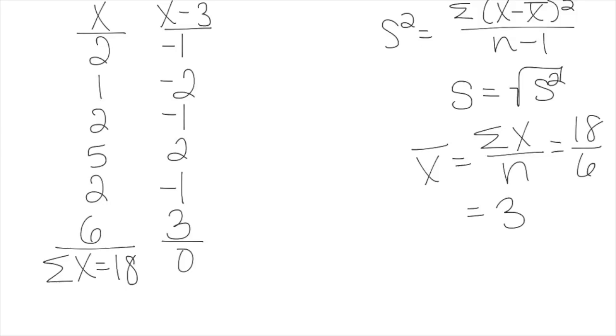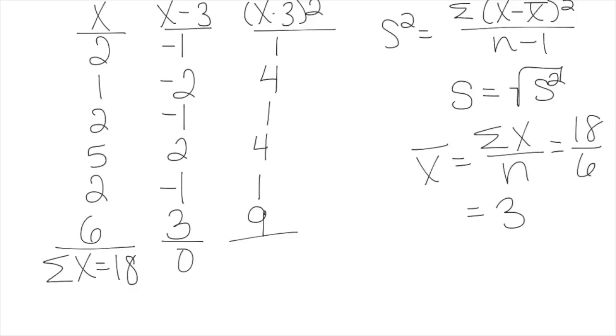The next step is to square each of the deviations. So we'll take each of these, multiply it by itself. So negative 1 times negative 1 gives us positive 1. Negative 2 squared gives us a positive 4, and so on.